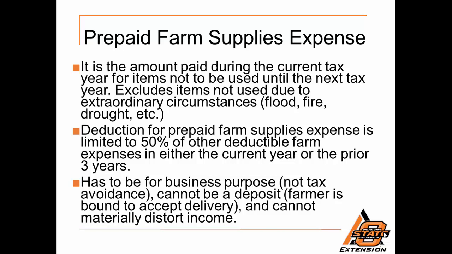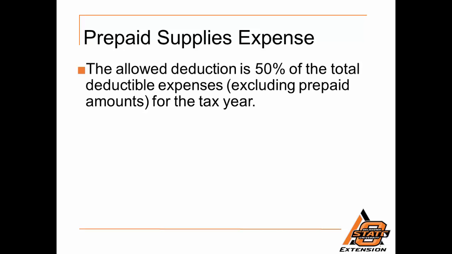Has to be for a business purpose. Can't be for tax avoidance purposes. It cannot be a deposit. The farmer has to be bound to accept delivery and cannot materially distort income. So actually it has to be a purchase, and it cannot necessarily distort the income for that tax year. The allowed deduction is 50% of the total deductible expenses for that tax year.